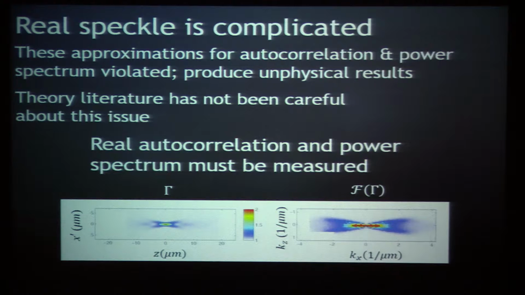Yeah, go ahead. What do you mean by the power spectrum? The power spectrum, you could take the Fourier transform of the intensity autocorrelation, or it's power spectrum, right? Like a Fourier power spectrum. Any other questions?